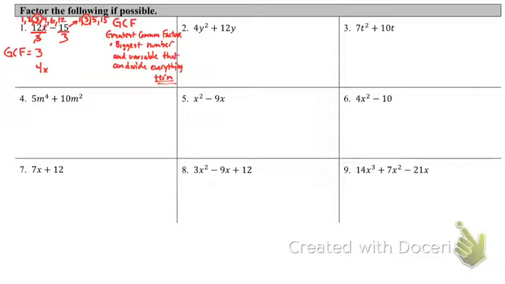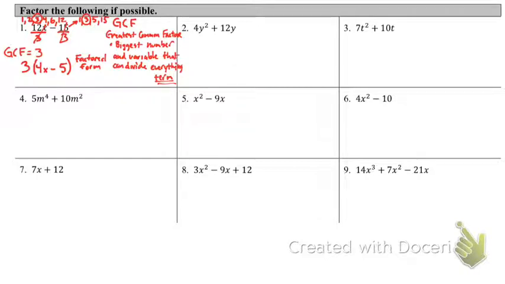Okay, we're done with him. What's negative 15 divided by 3? That's negative 5. And there's no X to bring down, so we're good. So after we divide, our answer goes in parentheses, and our GCF goes in front. Okay? This is called factored form. We have put it in factored form.